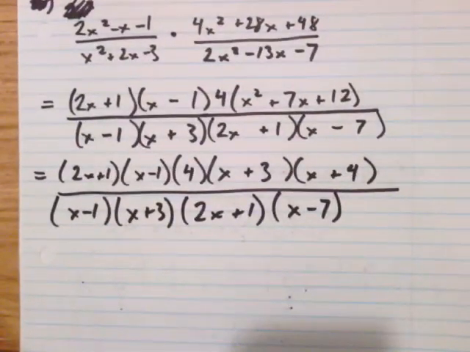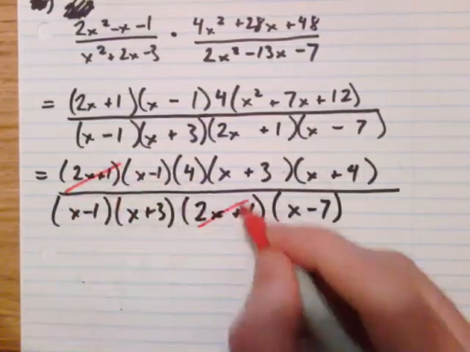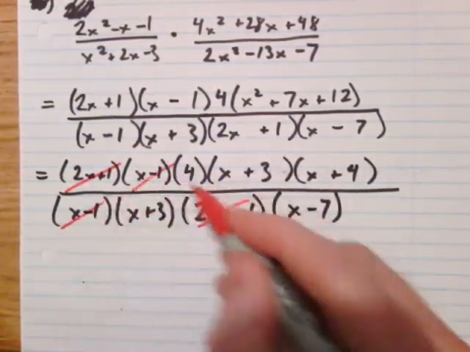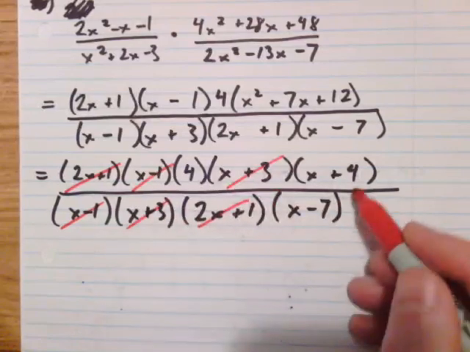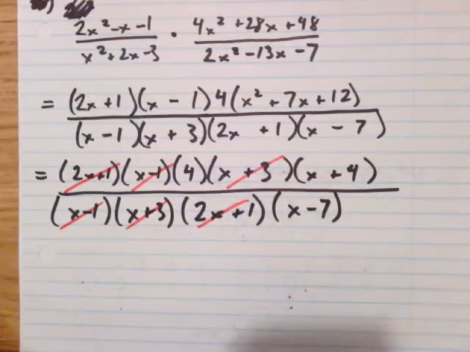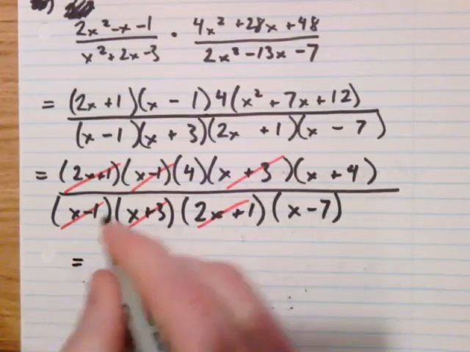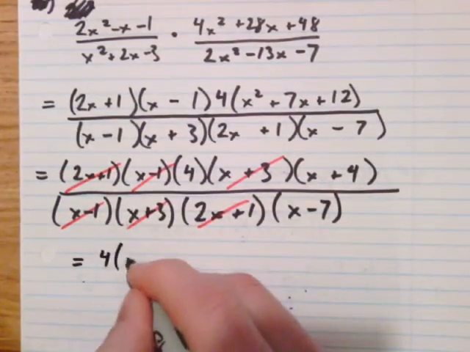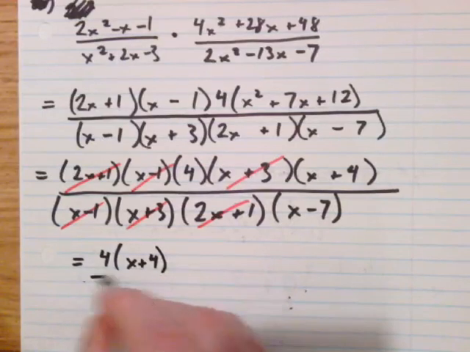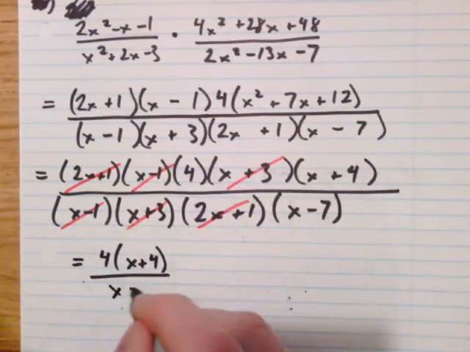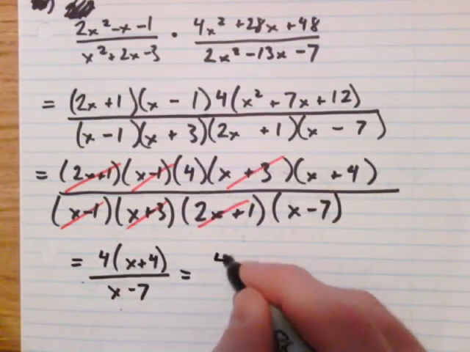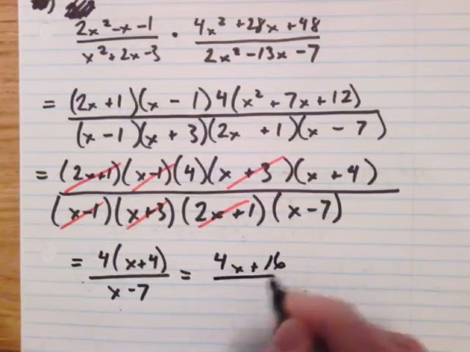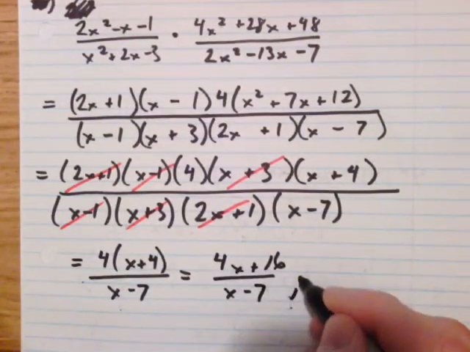So now I'm going to start canceling. 2x plus 1? Yep. X minus 1? Yep. X plus 3? Yep. X plus 4? No. Okay, so I rewrite 4 times x plus 4 over x minus 7 equals 4x plus 16 all over x minus 7.